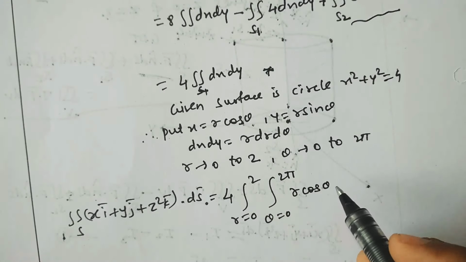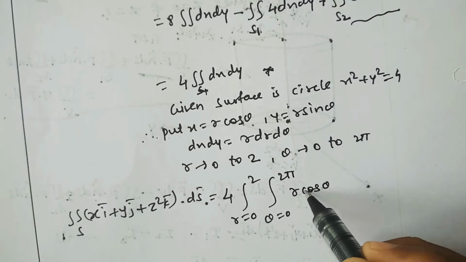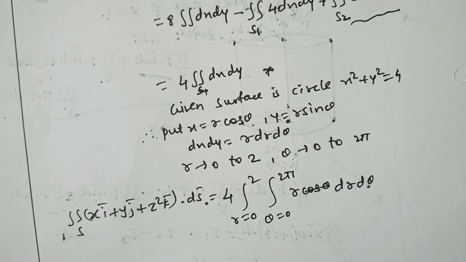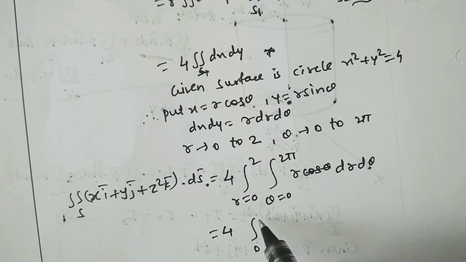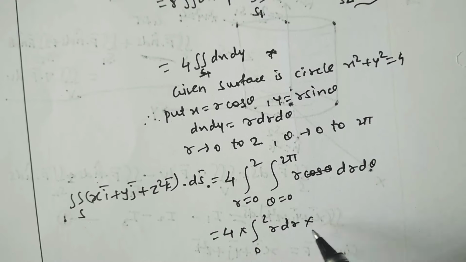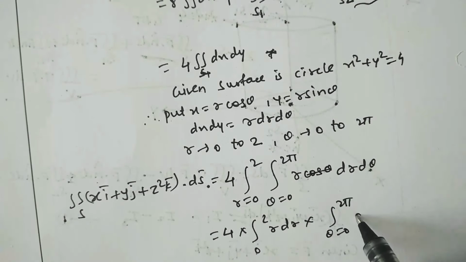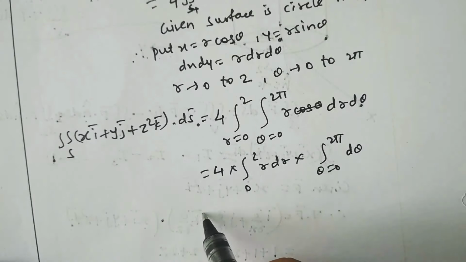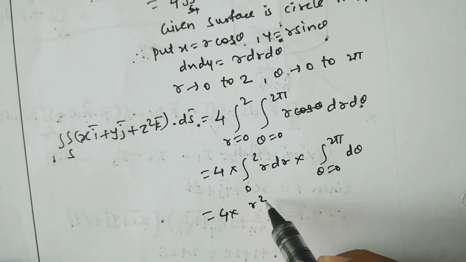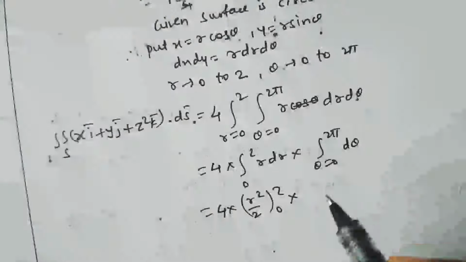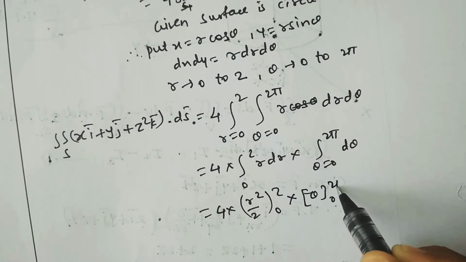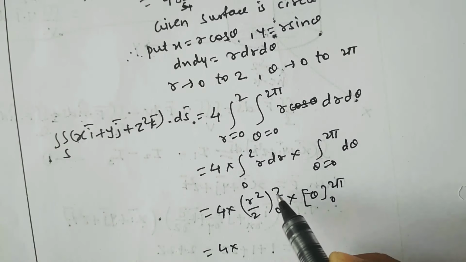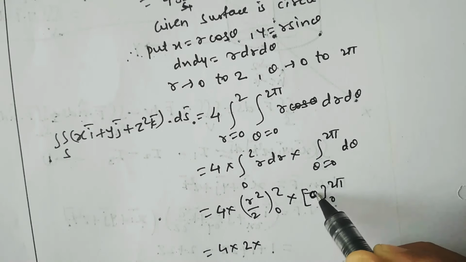Here dx dy is r dr d theta. Now this is equal to 4 times, terms of r separate, r dr, terms of theta separate, d theta. Taking integration, it is 4 times r square by 2, limit 0 to 2, and the integration of d theta is theta with limit 0 to 2 pi. It is 4 times, when you put the upper limit r equals 2, 2 square is 4, 4 upon 2 is 2, multiplied by the value of theta, 2 pi.